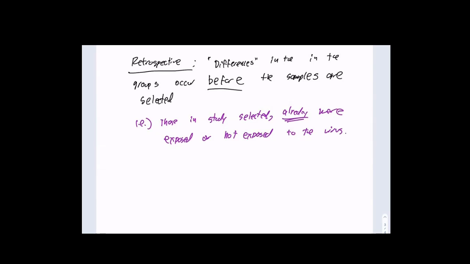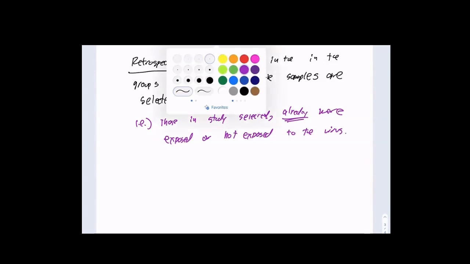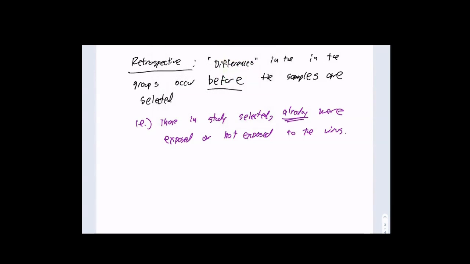So we're going to collect data, we're going to collect blood samples, right? And when we collect those blood samples, we're going to analyze those results now. We're going to collect the blood samples and we're going to run the test now. This is a retrospective study because you're going to determine if they already have been exposed or not. So when you collect the data, when you select them, they were already exposed or not exposed. That's a retrospective study. It already occurred. The difference already occurred.